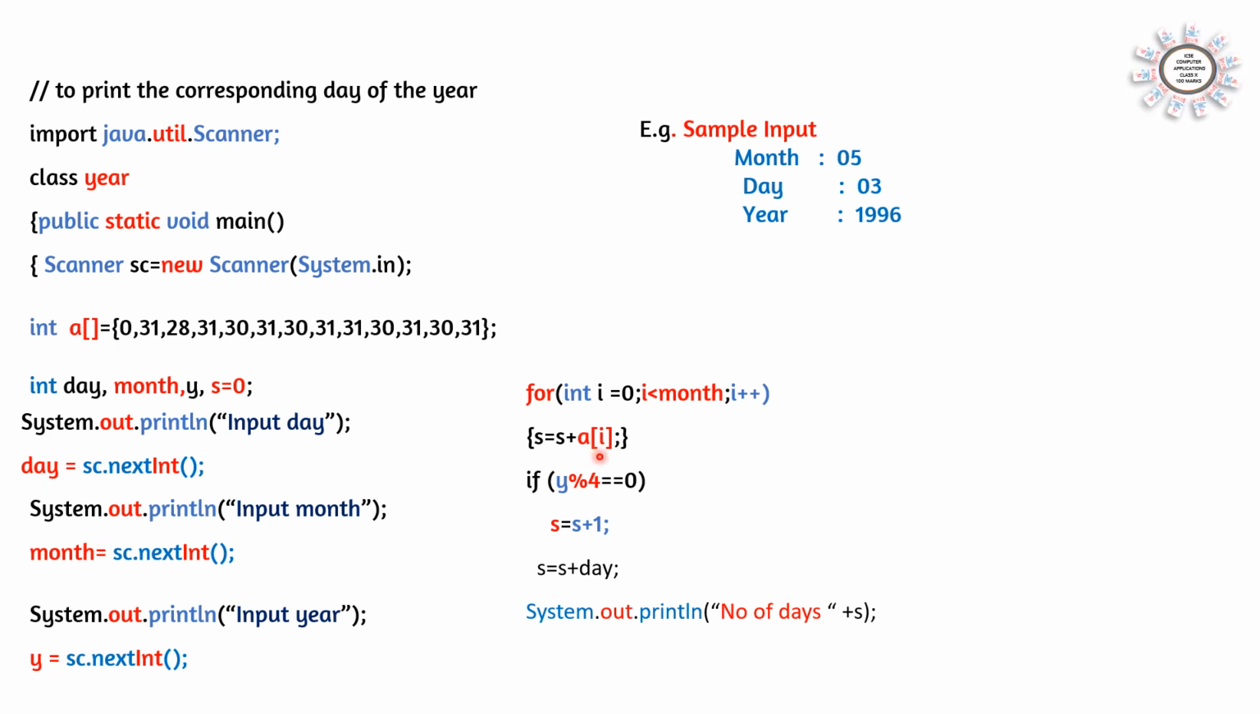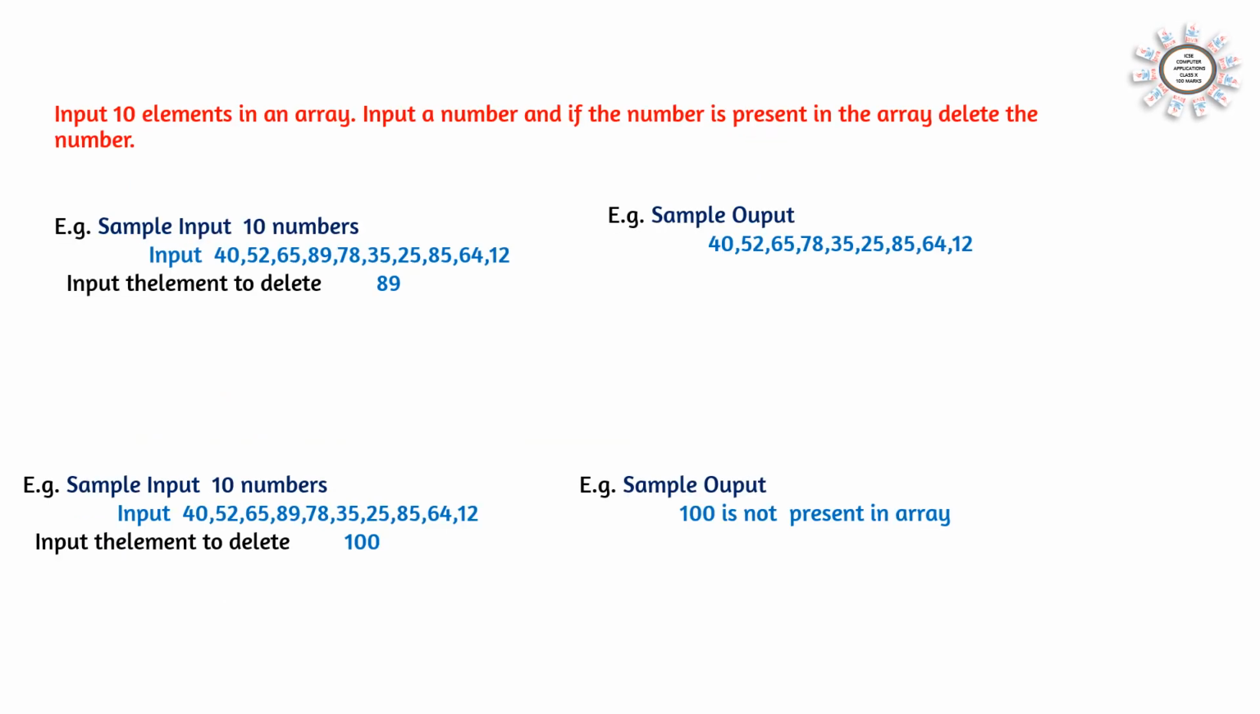And then suppose if the year is a leap year, then we have to add plus 1. That means for month of February. So if y modulus 4 is equal to 0, if it is a leap year, S is equal to S plus 1. The counting plus 1. Leap year 29 days are there. And now till April we have found, and now it is given 3 days. 3 days in the variable day. So S is equal to S plus day. So that total plus 3 will be taken, number of days given, and then we can print number of days is plus S. The next question is input 10 numbers in an array.